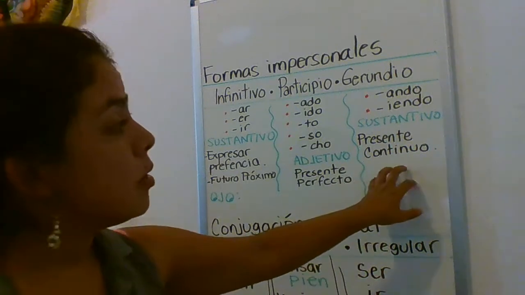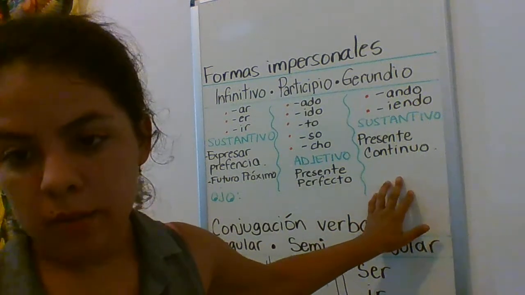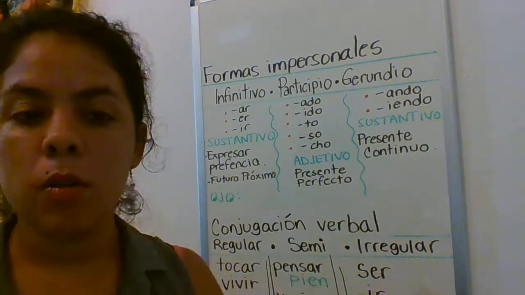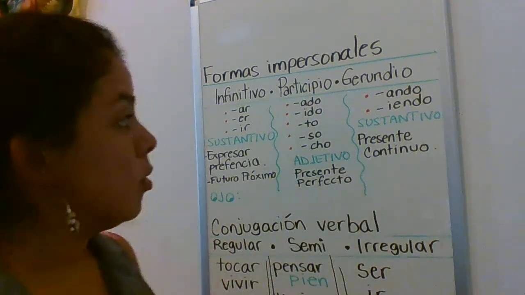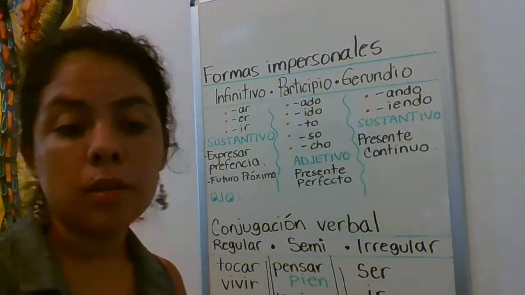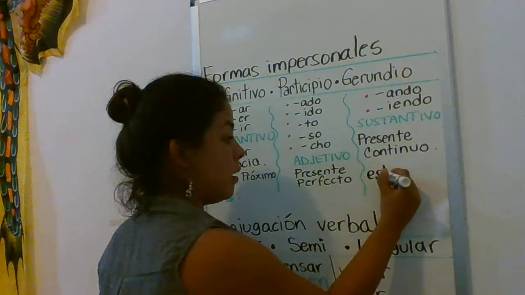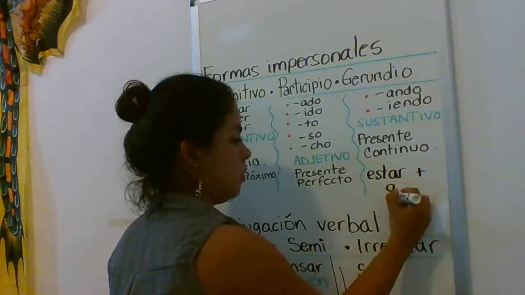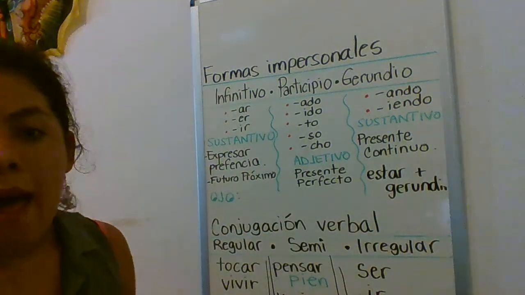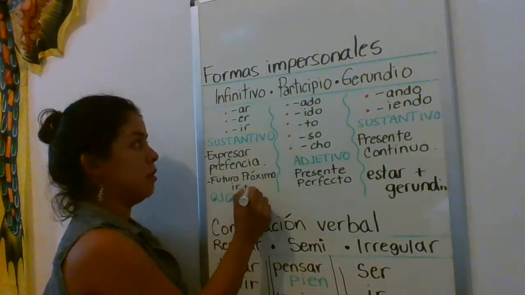And we're going to use the gerundio form of the verb in present continuous, the same in English and in Spanish. I am running, yo estoy corriendo. I am sleeping, yo estoy durmiendo. I am talking, estoy hablando. So we're going to use the verb to be, in Spanish estar, plus gerundio, más gerundio. And that would be present continuous in Spanish. And futuro próximo is ir más infinitivo.